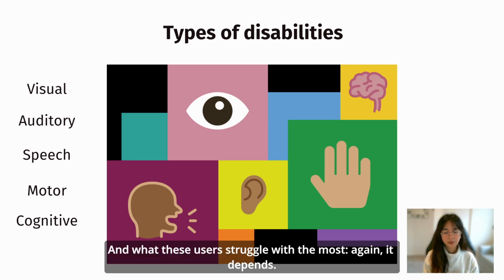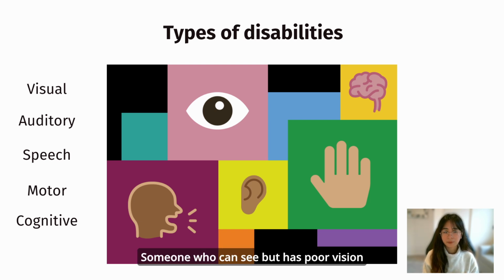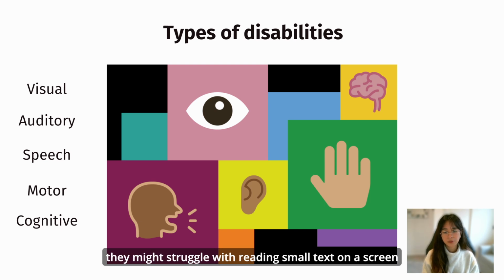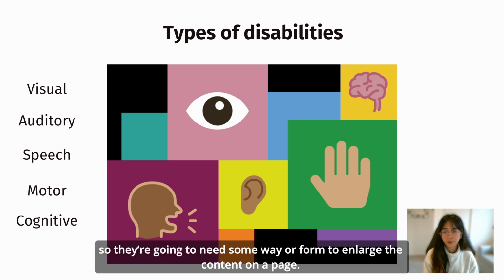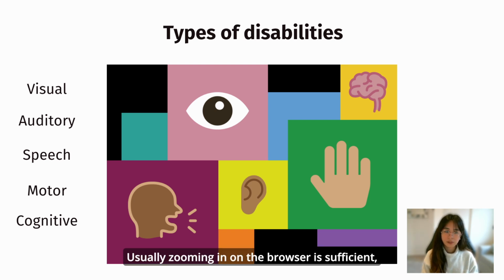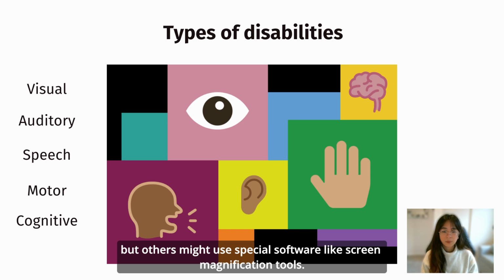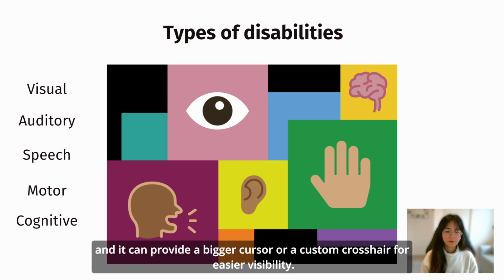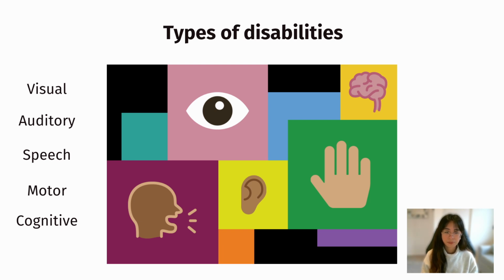And what these users struggle with the most, again, it depends. Someone who can see but has poor vision, they might struggle with reading small text on a screen. So they're going to need some way or form to enlarge the content on a page. Now, usually zooming in on the browser is sufficient, but others might use special software like screen magnification tools, which is basically a tool that zooms in on the entire screen, and it can provide a bigger cursor or a custom crosshair for easier visibility.